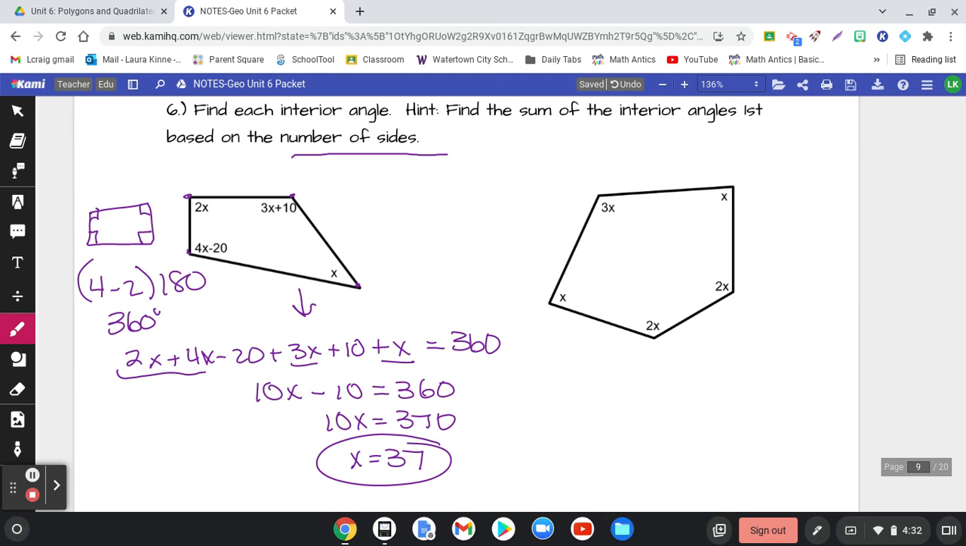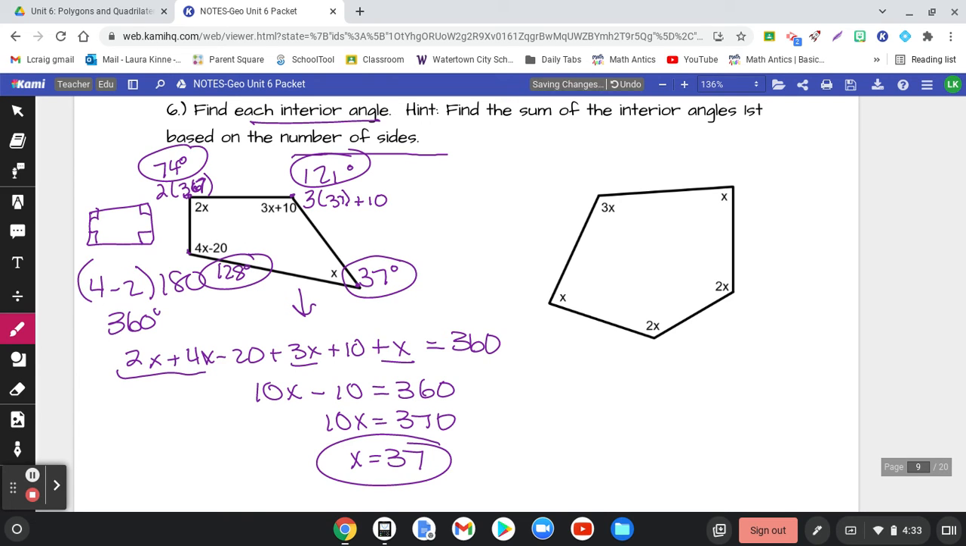All right, and then I wanted us to find each interior angle. So this one's 37 degrees. It's an angle. 3 times 37 plus 10 is going to give us 121 degrees. 2 times 37 is going to give us, not 36, 2 times 37 is going to give us our next angle of 74 degrees. And finally, 4 times 37 minus 20, I'm kind of out of room, is going to be 128 degrees.